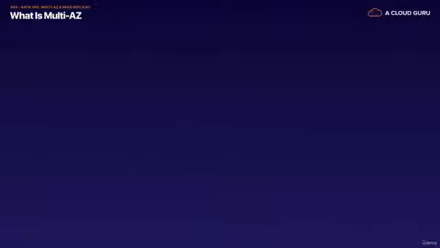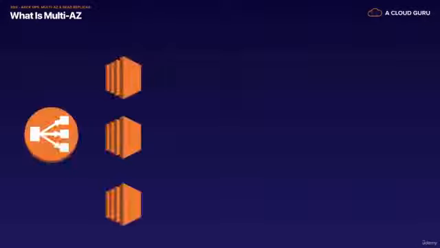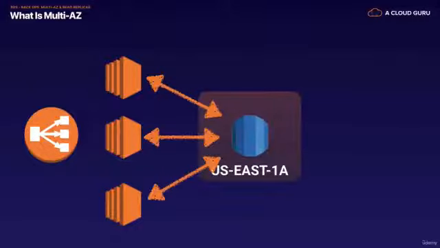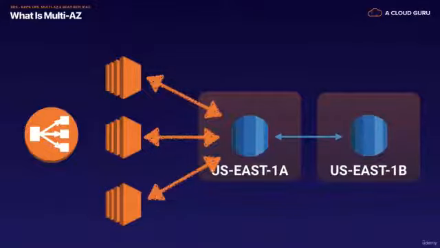Moving on to multi-AZ. We covered this in Databases 101, but just in case you forgot, let's say we've got an Elastic Load Balancer and we've got our EC2 instances behind it. They then connect into our RDS database, and this is in US East 1A. It then synchronously replicates all changes or all updates to that database to US East 1B. So you've got two copies of your database.